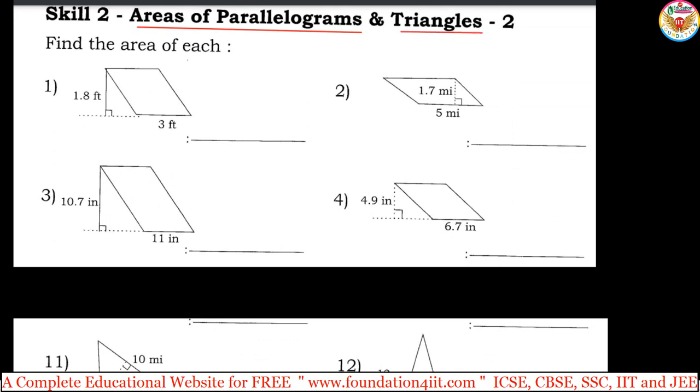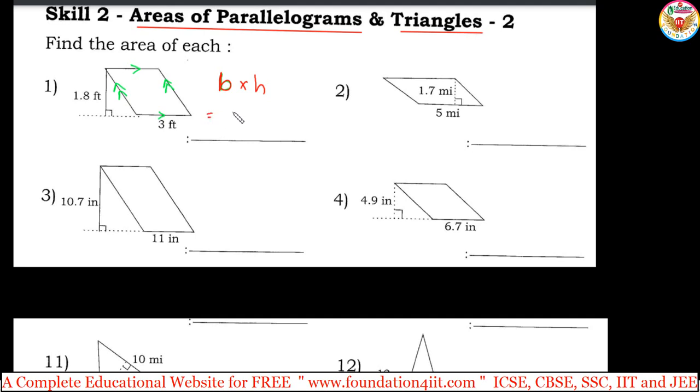Okay, so area of the parallelogram. In a parallelogram, opposite sides are parallel and equal. These two sides are parallel, and these two are also parallel and equal. Area of the parallelogram is base into perpendicular height, B into H. Base into perpendicular height to the opposite side.